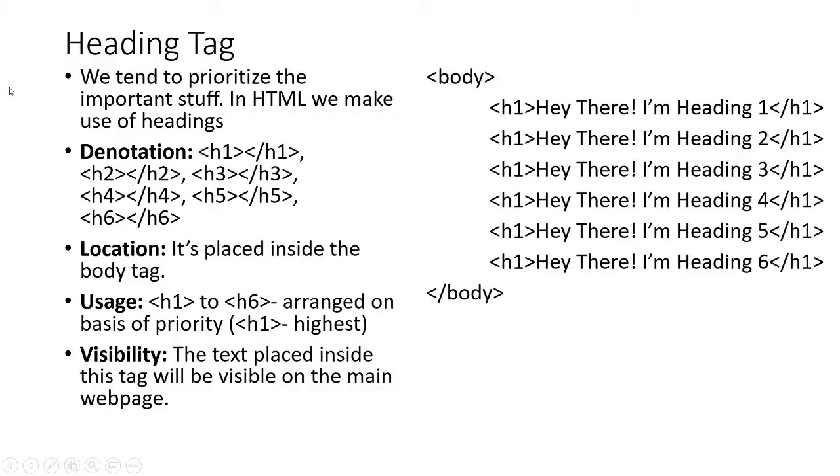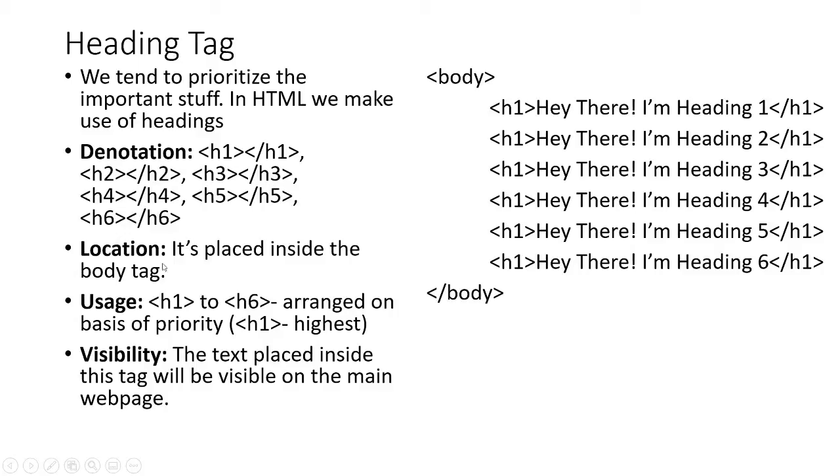So we have a heading tag. The heading tag is when we tend to prioritize the important stuff. So in HTML, we make use of headings. Each heading here is denoted as H1, H2, H3, H4, H5, H6, and they both have a closing tag.